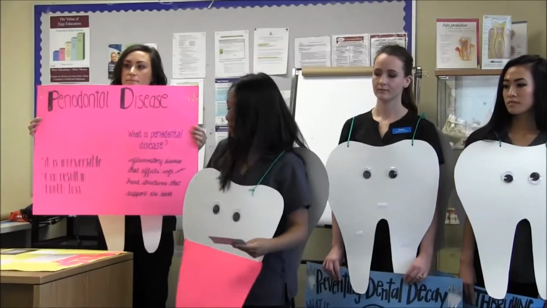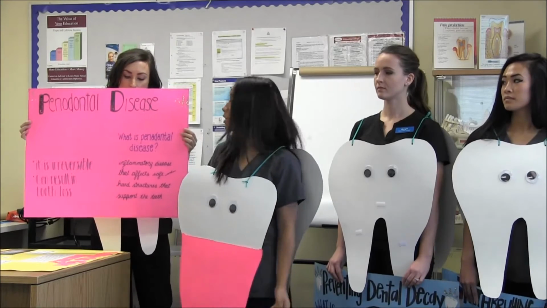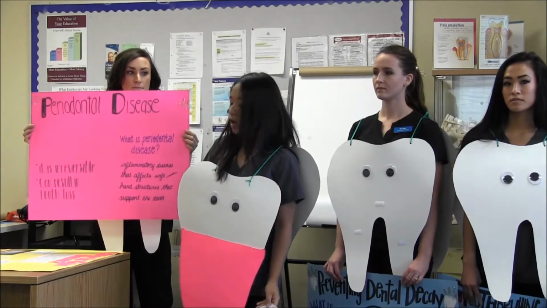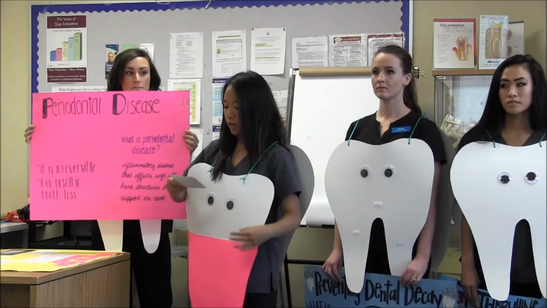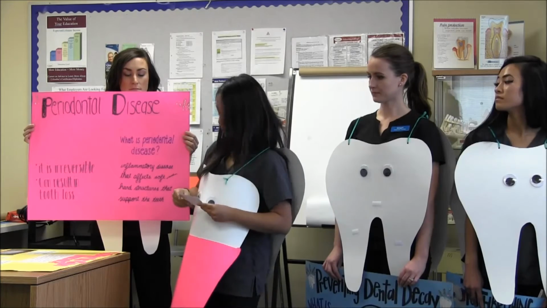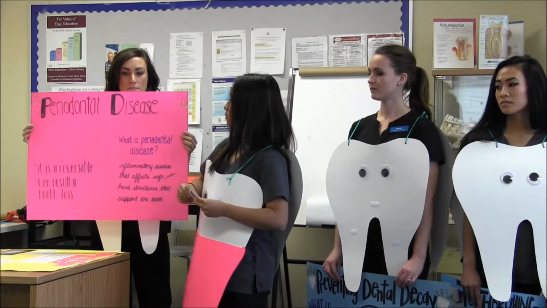So what is periodontal disease? Periodontal disease is an inflammation disease that affects hard and soft tissue, so that's basically the gums and the bones that hold your teeth together. There are two types. There is gingivitis, which is reversible, and periodontitis, which is irreversible.